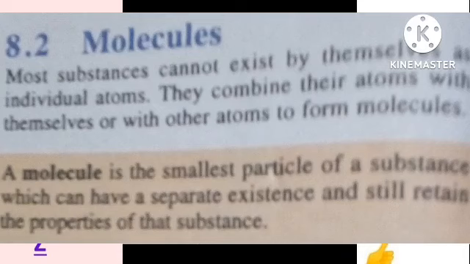Now let's talk about the molecules, which are basically the substances that can exist on their own. A molecule is the smallest particle of a substance which can have a separate existence and still retain the properties of that substance. So this is a unique property of molecules. They are like representatives of matter. If you can see a molecule of matter, you will be able to know how the matter is in general, because matter is just a combination of similar and identical molecules. So a molecule is like a person, an individual of a nation of matter.